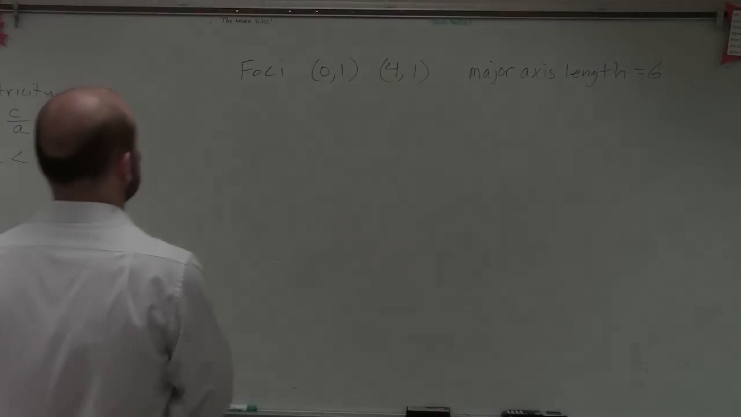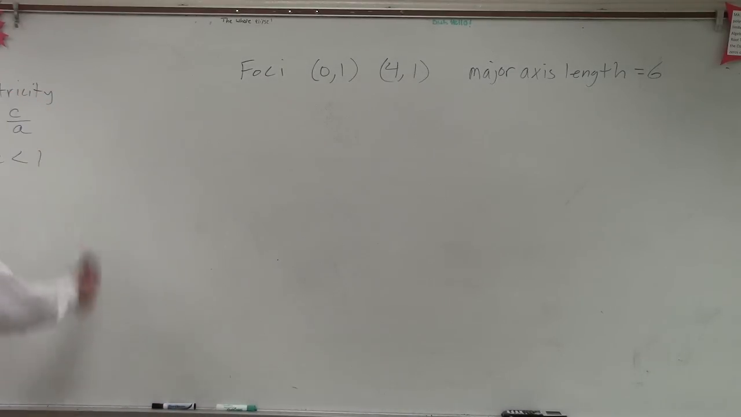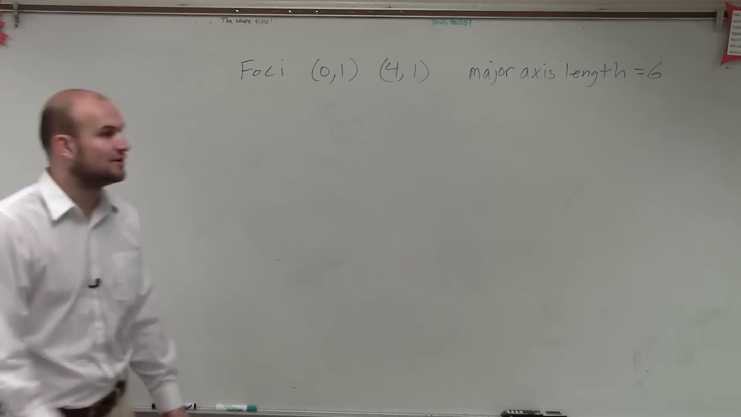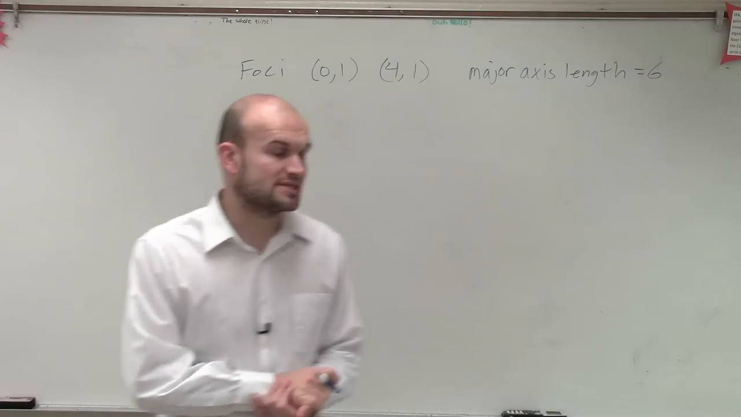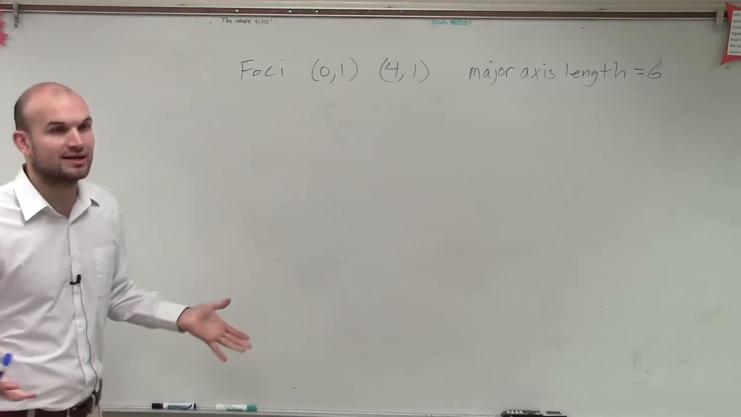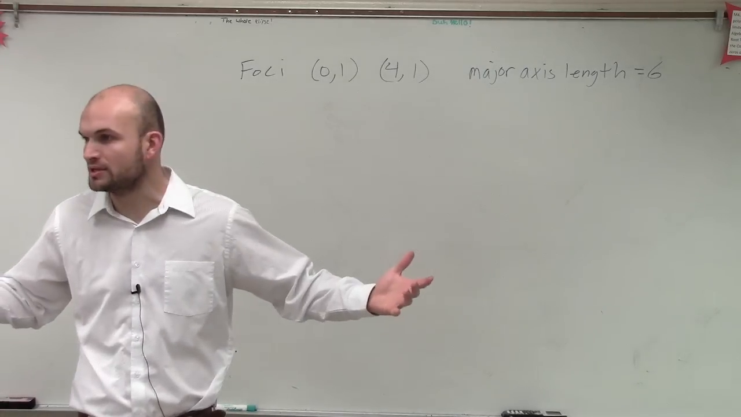So what we have, ladies and gentlemen, is foci at (0, 1) and (4, 1), and a major axis of symmetry of 6. The first thing I always like to do, especially since they're asking us to find the standard equation for this ellipse, is see whether I'm dealing with one that's horizontal or vertical, right? Because those are two different formulas, correct?